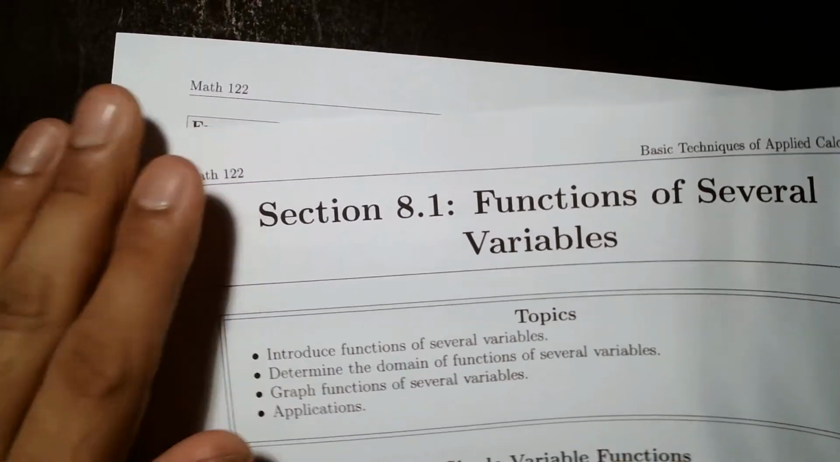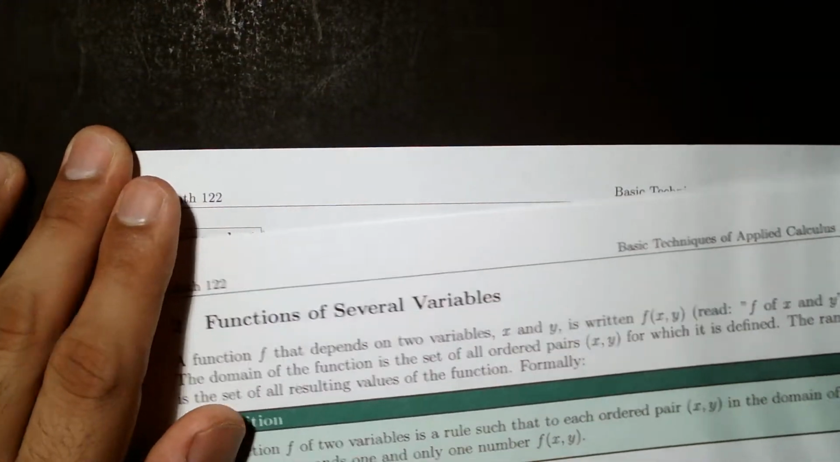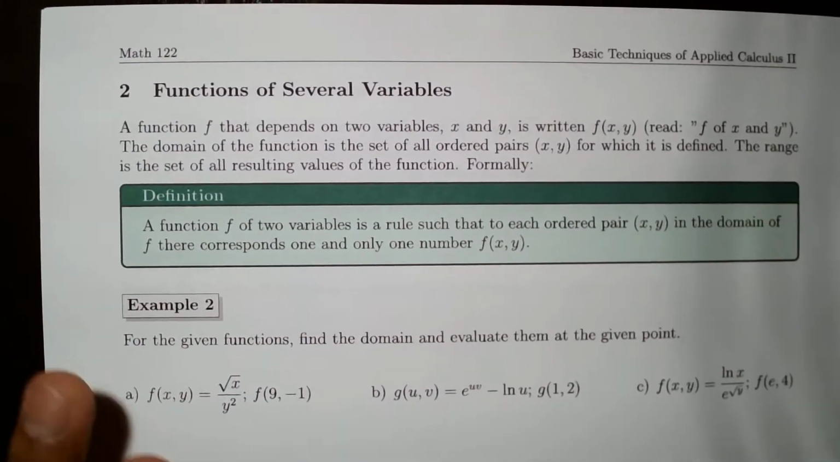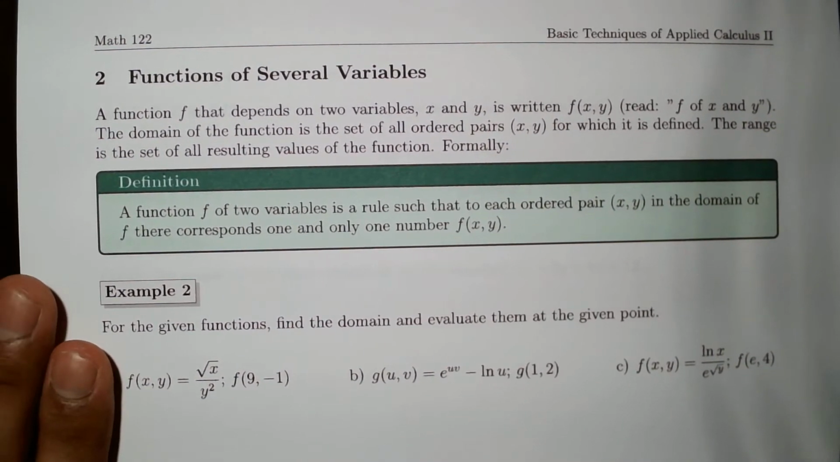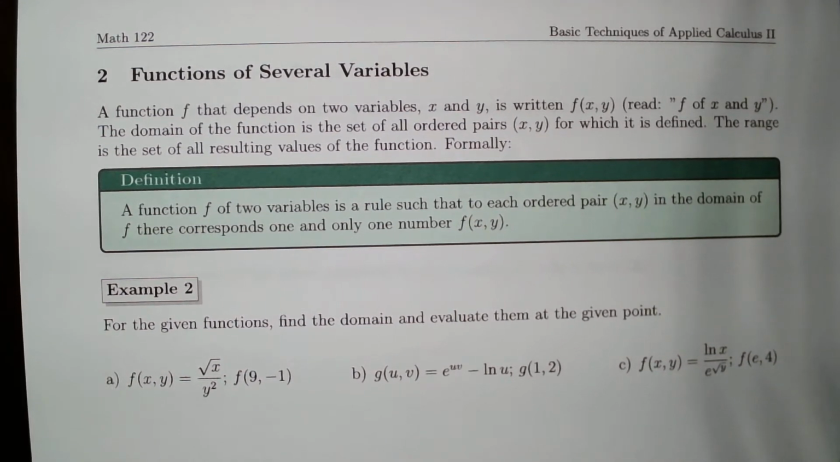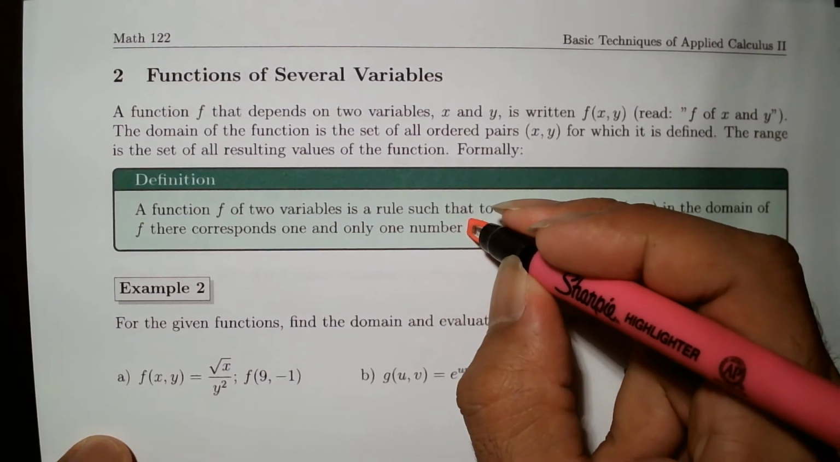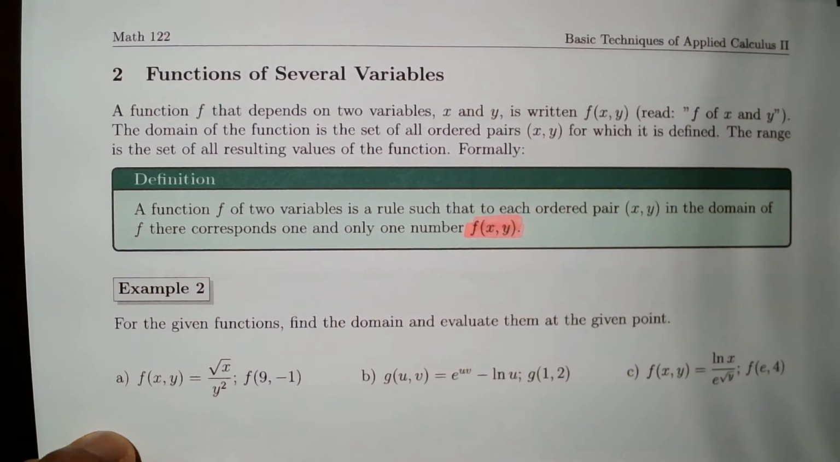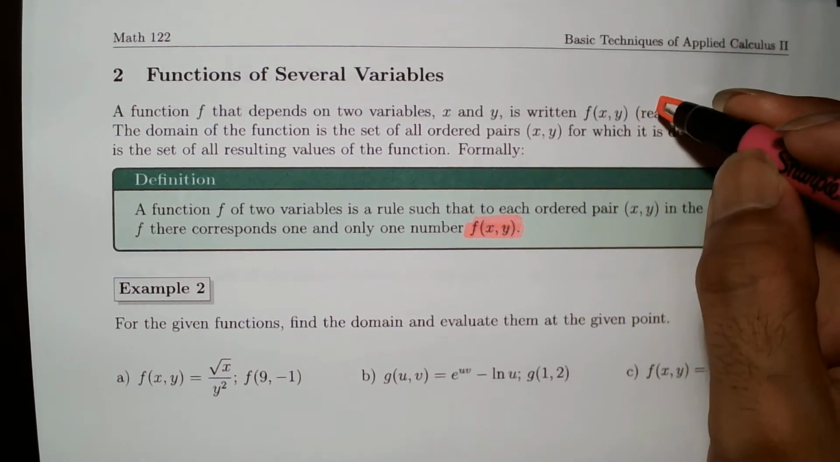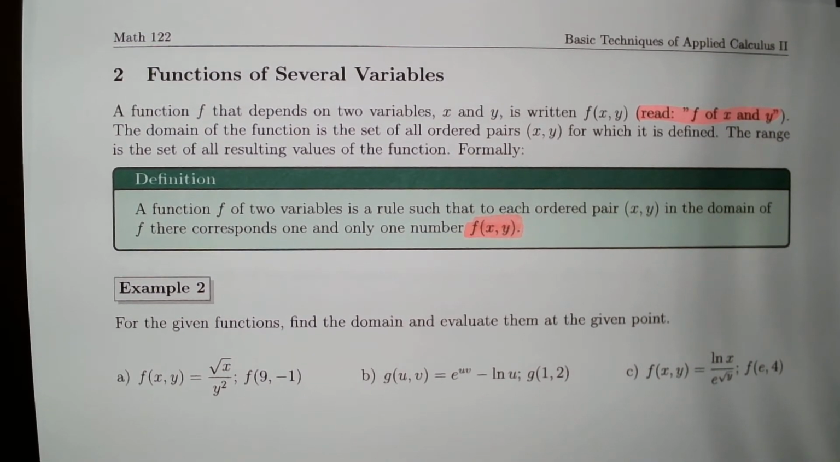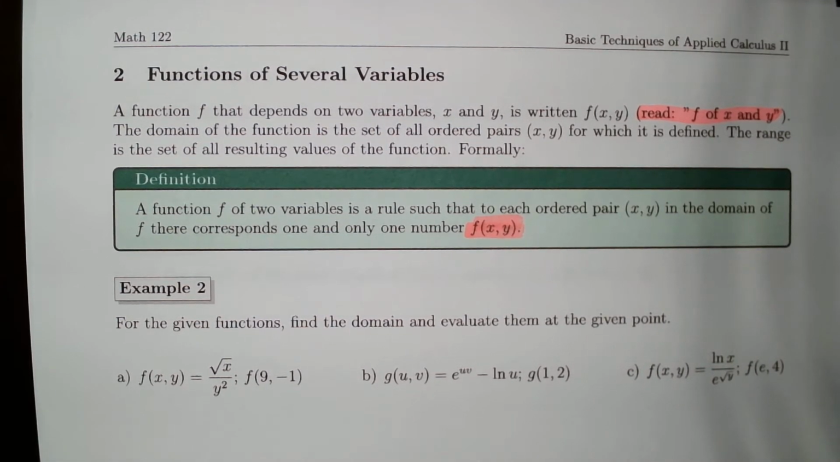Let's move on to functions of several variables. As opposed to the older functions, we are going to have the following notation: f of x, y, if the function is defined in two different variables. We read it f of x and y, or f of x, y. It's also another way to express that function.